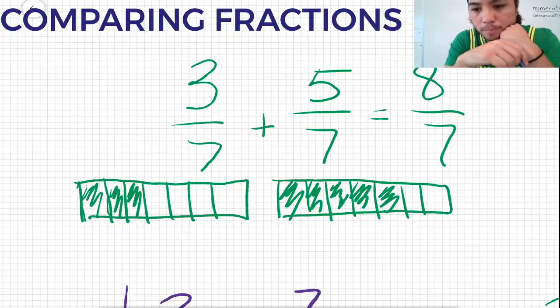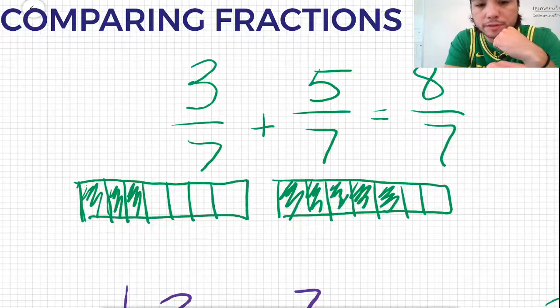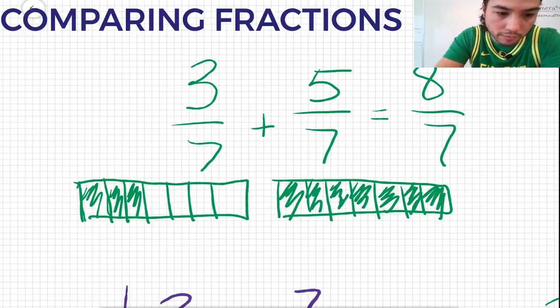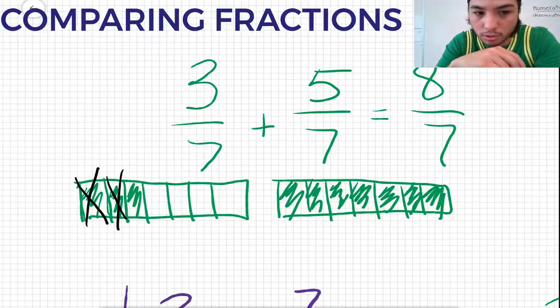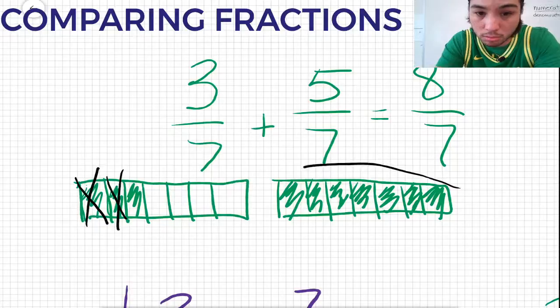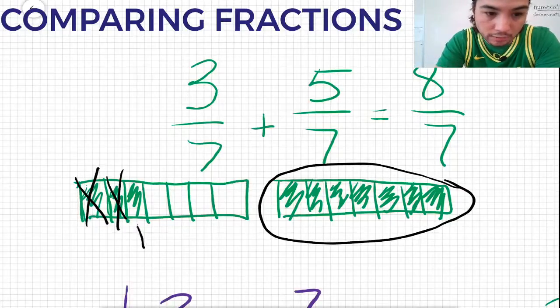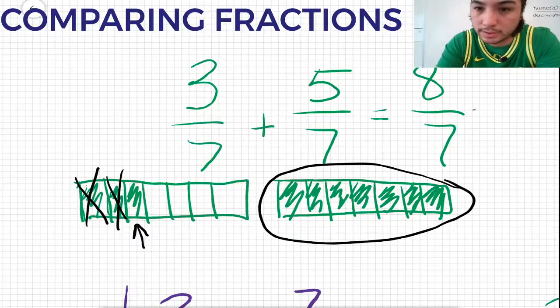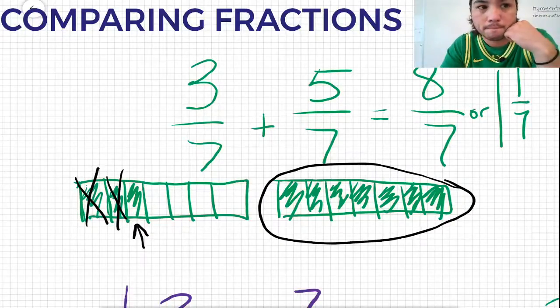All right, so if we have 3/7 plus 5/7, I'm looking here and I see 2 open spots. So let's take 2 of our 7ths and move them over to our whole number. So now we've got 1 whole, and how many 7ths left over? 1/7. So it's 8/7, or 1 and 1/7. Okay.